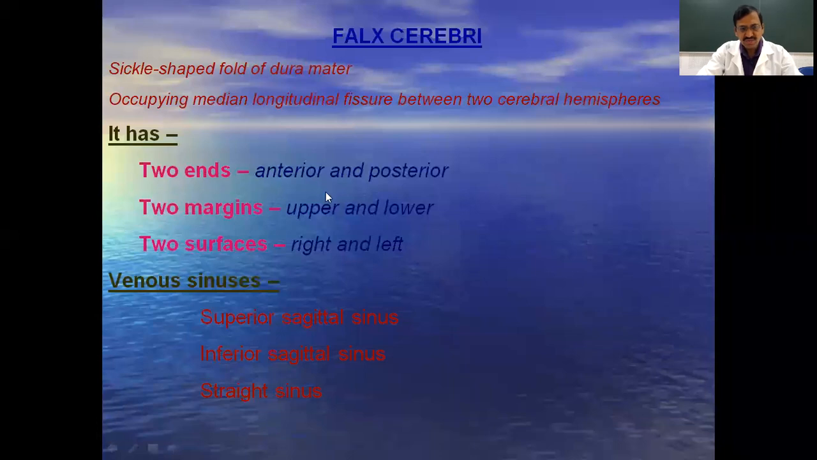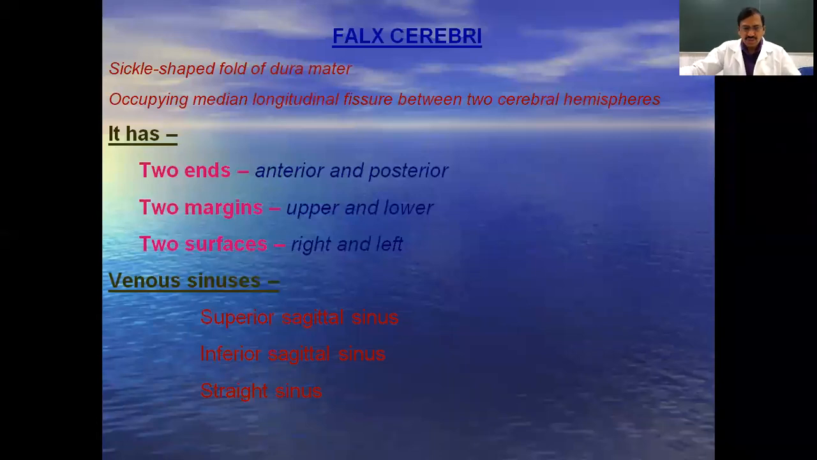And next, what are the parts of the falx cerebri? It has two ends. You see here, this is the anterior end, and this is the posterior end. It also has two margins: the superior margin or upper margin, and the inferior margin or lower margin. And it has two surfaces: the right surface and the left surface.